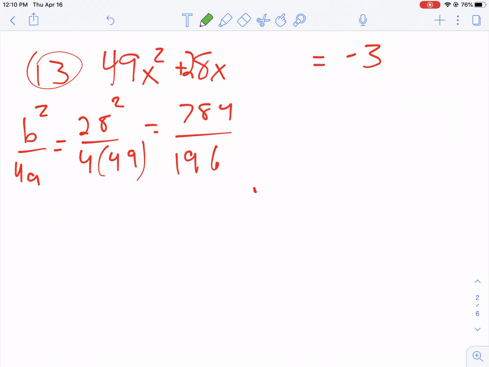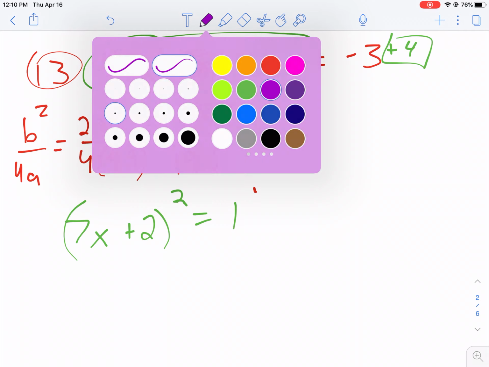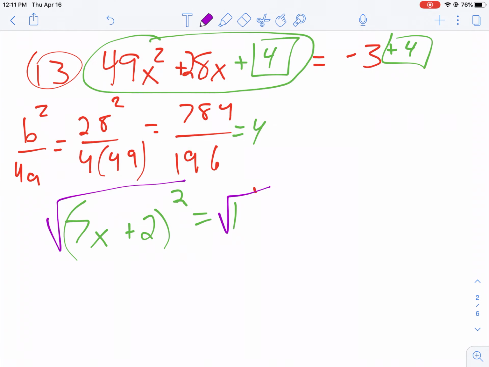So we're going to add 4 here and we're going to add 4 here. Now this right here, you've completed a perfect square trinomial. So it's going to be 7x plus 2 squared equals 1. Now, to get rid of that squared, you're going to take the square root, and remember, you have to do that on both sides. So you're left with 7x plus 2 equals 1, and then 7x plus 2 equals negative 1.